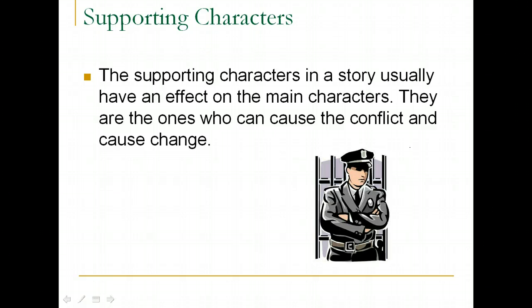The supporting characters in a story usually have an effect on the main characters. They are the ones who can cause the conflict and cause change. In the example of the potential criminal, he could have interacted with his cellmate who convinced him to continue his life of crime, or he could have interacted with the policeman who convinced him otherwise.